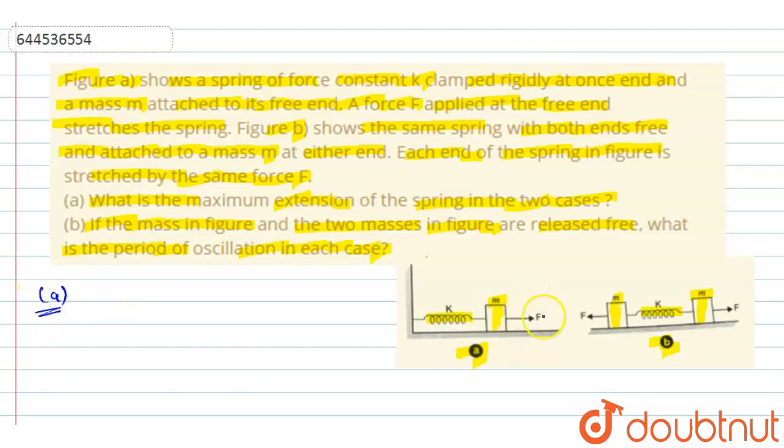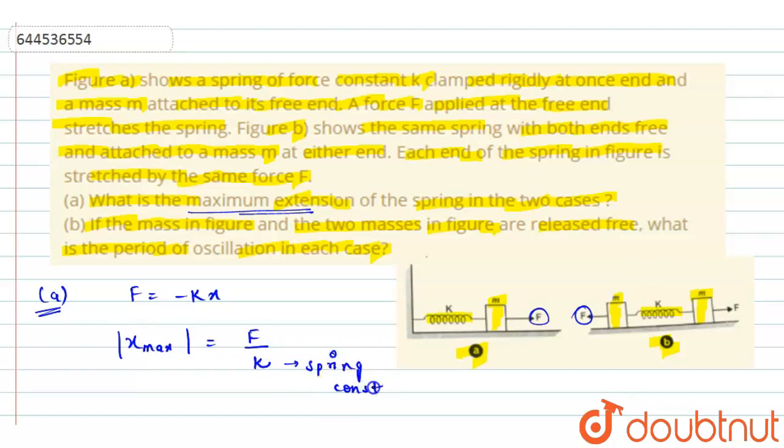So we know that the stretch force will be given as F equals minus kx, and in part A we have to find the maximum extension. So x max, let me take the magnitude, we can find by F over K, where K is the spring constant, or we can say force constant here. So this will be the required answer for part A for both figures A and B.